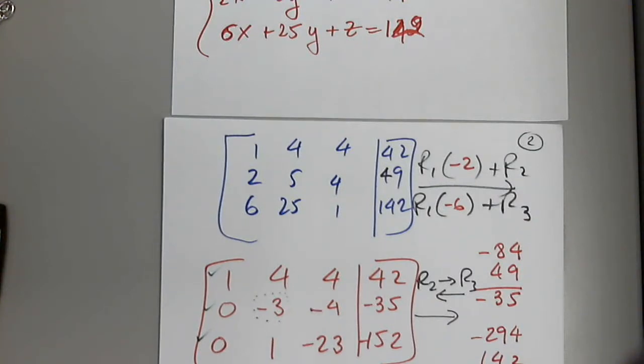I know we've been using row 1 to change the other 2 rows. So I don't know when we changed row 1. So row 1 is first used to change row 2 and 3. So let's do that.